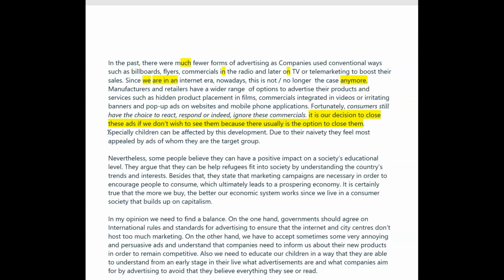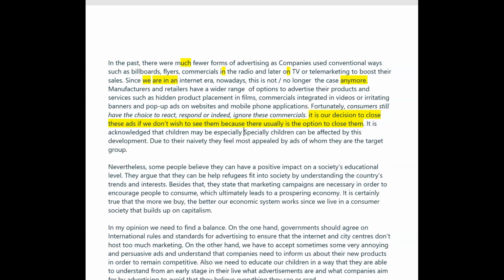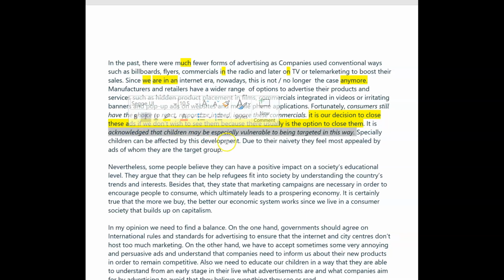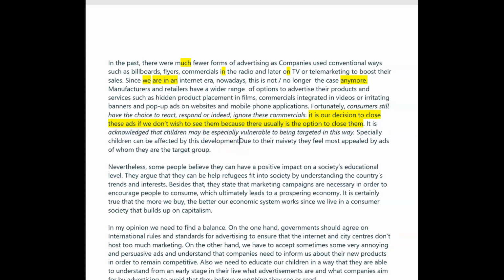Especially children, so experts, or it is acknowledged that children are especially, so children may be, I'm using the modal verb "may" because I quite like that instead of the present tense all the way through, especially, there's an E on the end of vulnerable to being targeted in this way. Yeah, very true. Okay, so just slightly modifying that sentence, okay? And then keep it going.